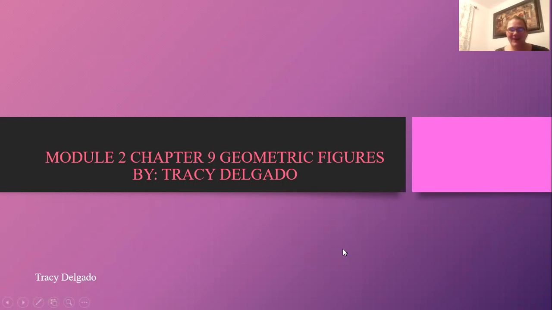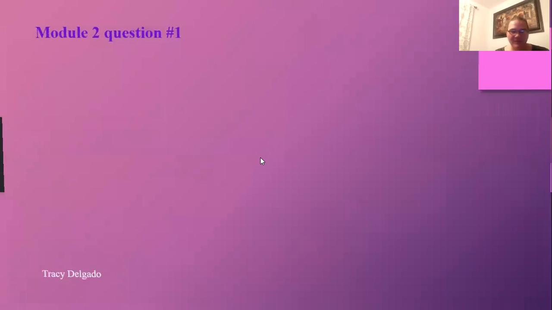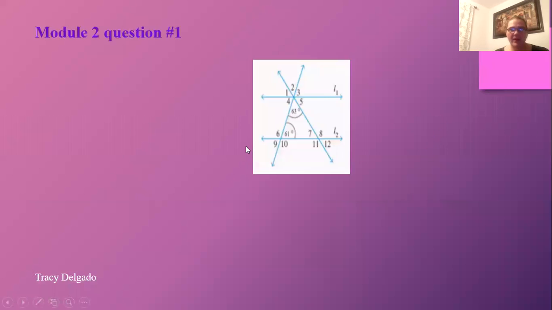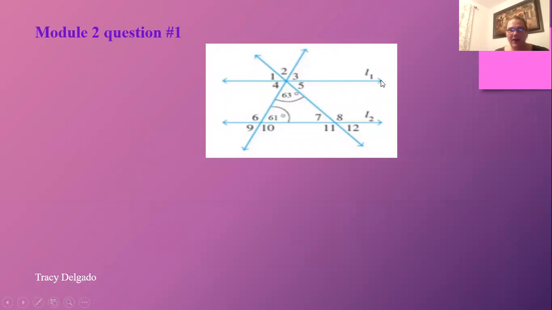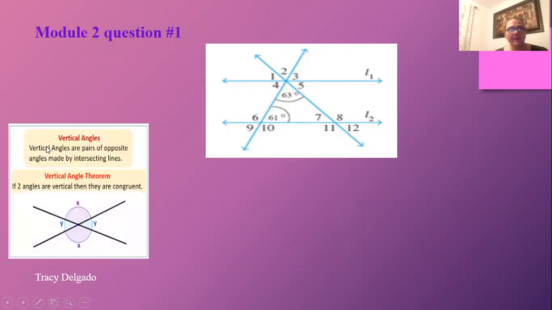So let's get started with our lesson. We're doing question number 1. We have parallel lines right here, and these two lines going down this way. I'm going to explain what vertical angles are. Vertical angles are pairs of opposite angles made by intersecting lines. And the vertical angle theorem states if two angles are vertical, then they are congruent. So these two angles right here are going to be vertical. So that gives us vertical angles through here.